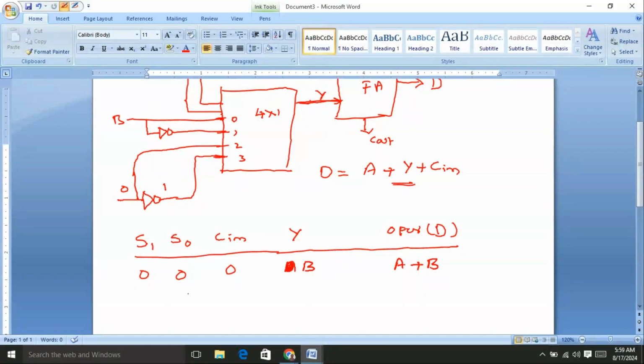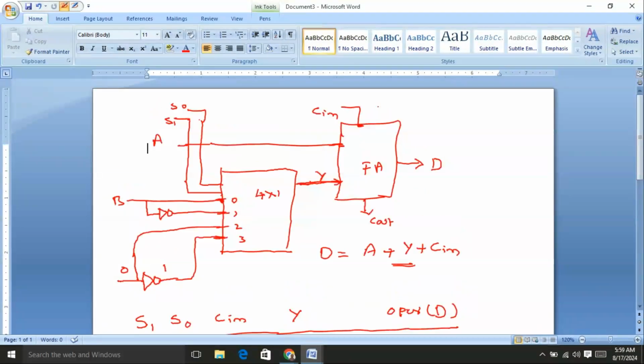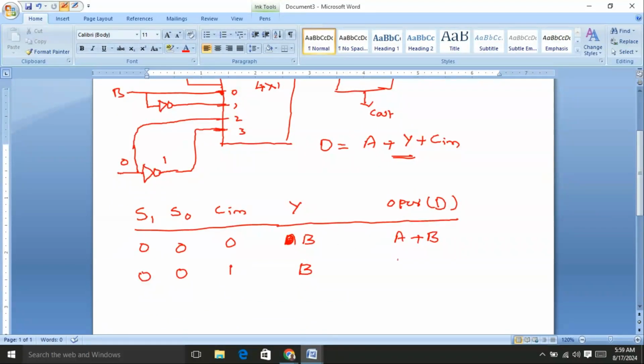Now what happened here is the Y value is B, and the final output at D is A plus B. And suppose we consider S1 value 0, S0 value 0, and there is an input carry. Now the Y value is B, because S1 and S0 values are 0 0, the first input of the multiplexer is turned to Y, that is B comes to Y, and A comes directly to the full adder, and Cin equal to 1. Now the value is A plus B plus 1, that is addition with carry. The first operation is simply addition, right?